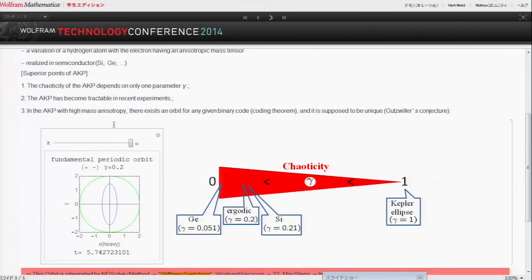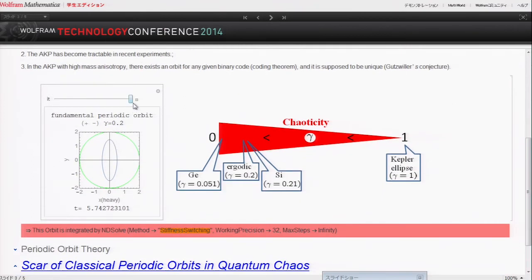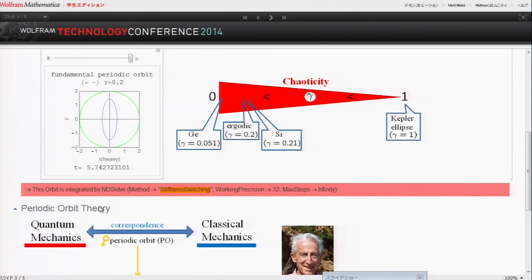And in the AKP with high mass anisotropy, there exist some theorems and conjectures. Firstly, there exists a periodic orbit for any given binary code, and it is supposed to be unique. This is Gutierrez conjecture, and this is the most fundamental periodic orbit. This one.